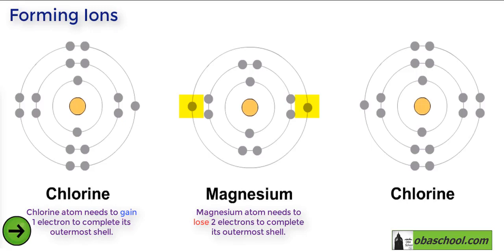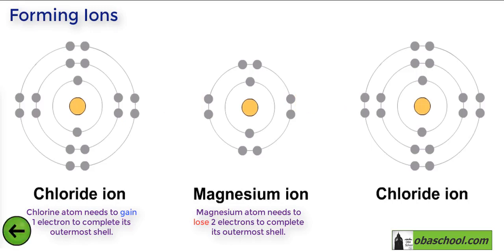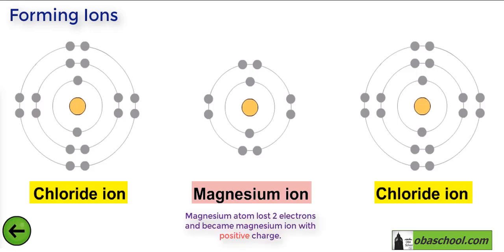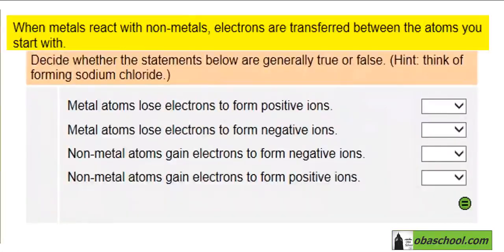And what happens is that magnesium transfers 2 electrons, 1 for each chlorine atom. And therefore, you see the formation of chloride ions and magnesium ion. Magnesium has lost 2 electrons, therefore it has a positive charge. So as you see, when metals react with nonmetals, electrons are transferred between the atoms.